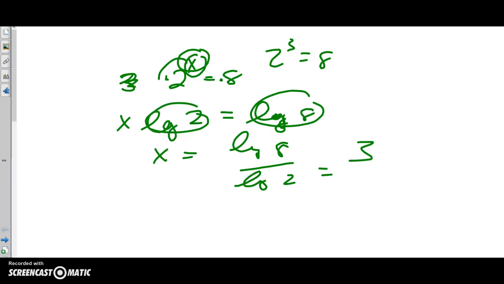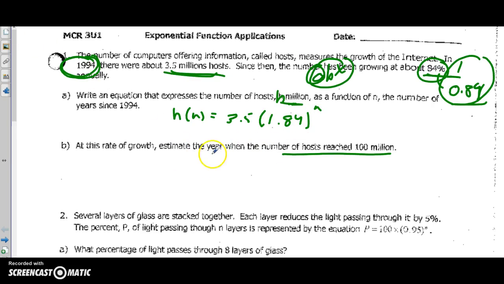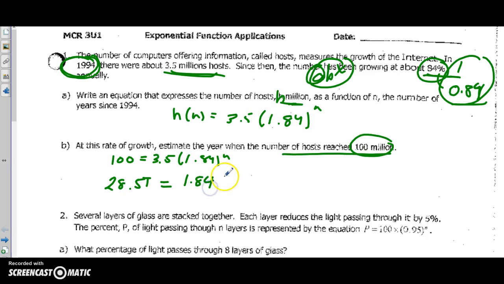Okay, so let's go back to this question here. To find n, you want to figure out when we get to 100 million. So we set this to 100, because it's already in millions, equal to 3.5 times 1.84 to the n. Step 1 is to get rid of this 3.5. It is multiplying here, so we divide on this side. The first step is to divide each side by 3.5, and 100 divided by 3.5 is 28.57, and that is now equal to 1.84 to the n.